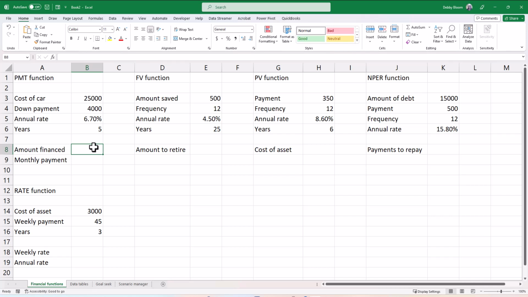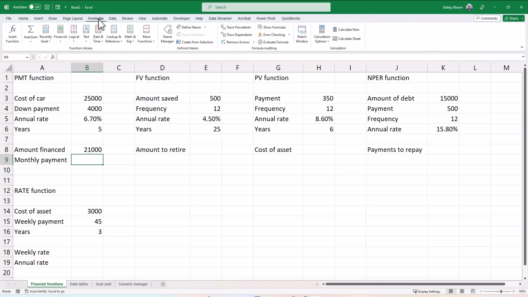I'm first going to click in cell B8 and calculate the amount financed, which is going to be the cost of the car minus the down payment. I could put that into the PMT function, but it's just a little bit easier that way. So now to calculate the monthly payment, I'm going to use the PMT function.